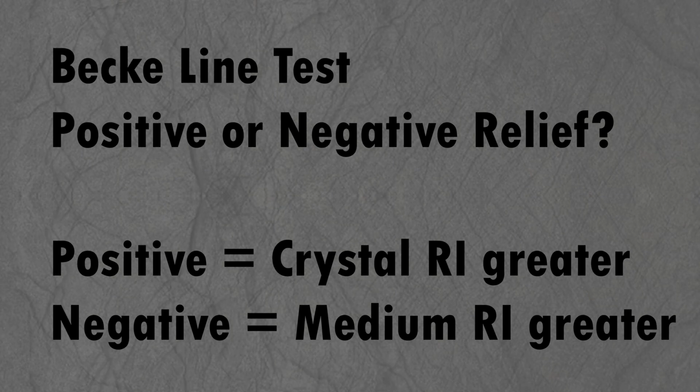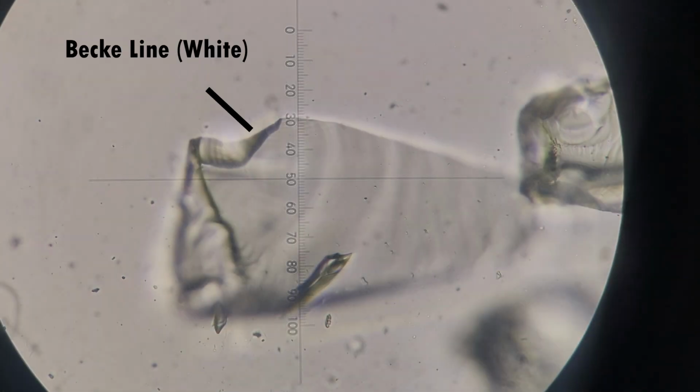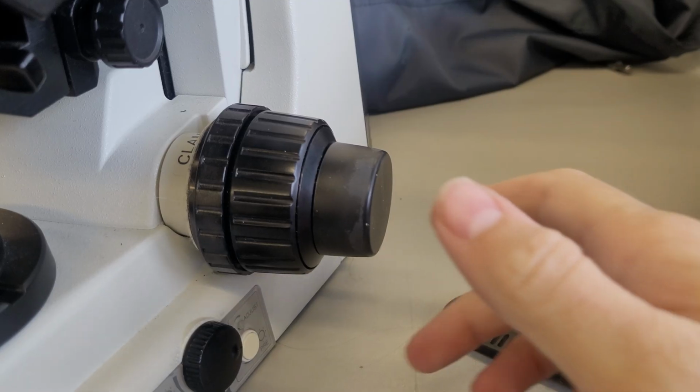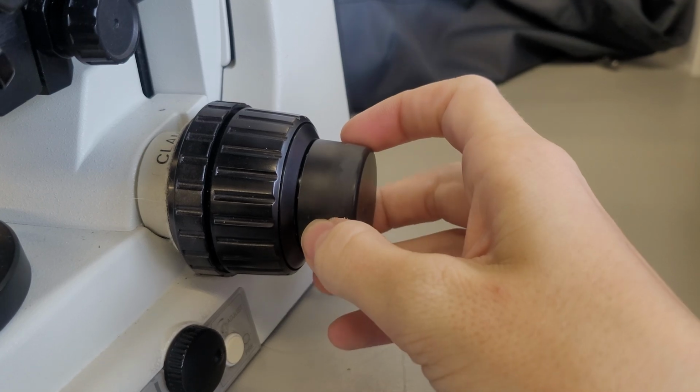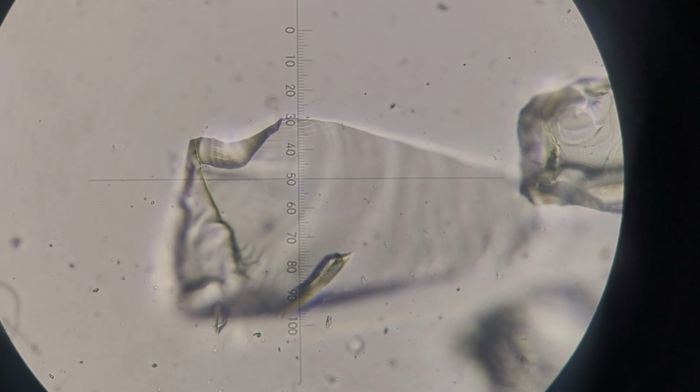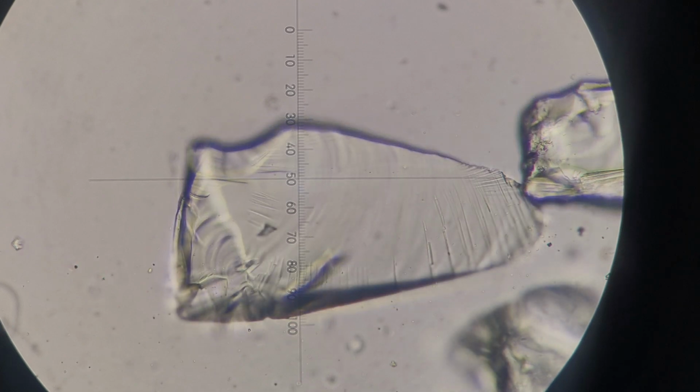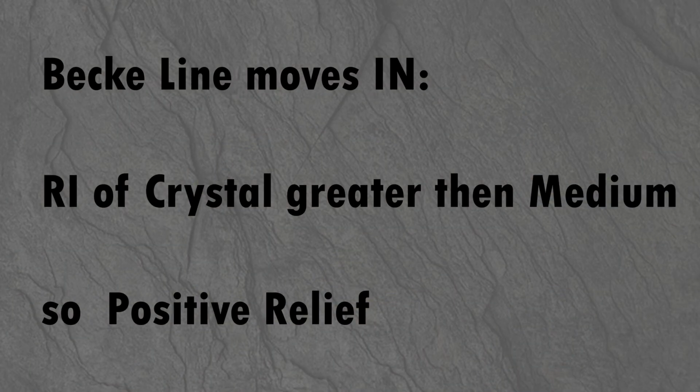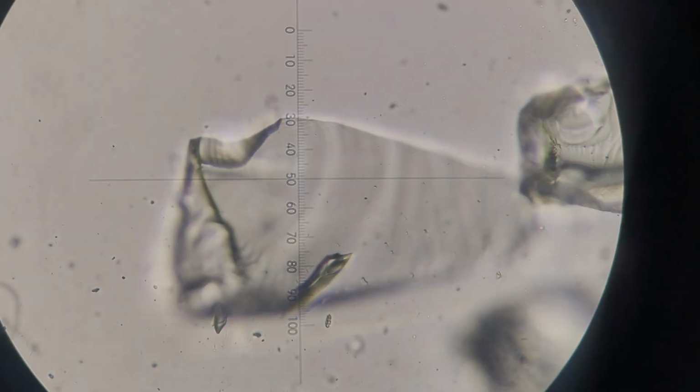To perform this test, zoom in on the border of a grain or a crystal. I tend to use the 40x lens for this. Then focus outwards by turning the fine focus knob towards you. If the Becke line moves in like this, the refractive index of the crystal is greater than the medium, so we say the crystal has positive relief. Let's see that once more.